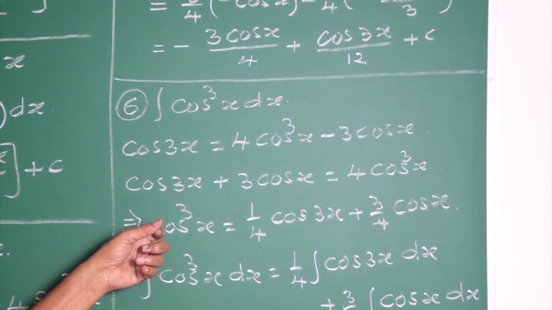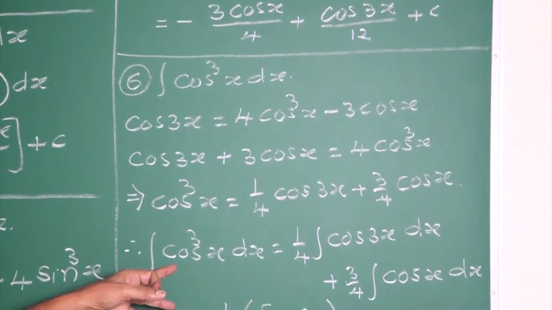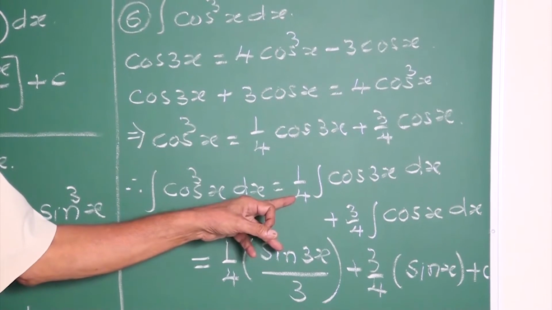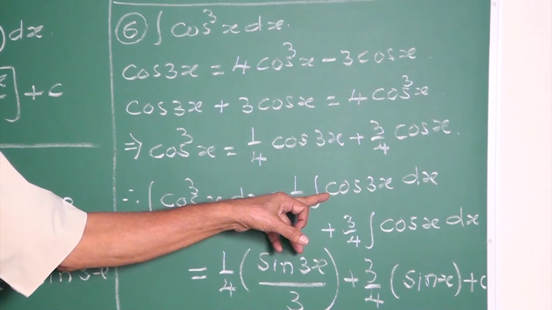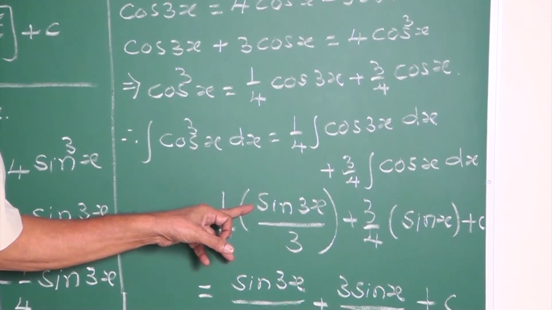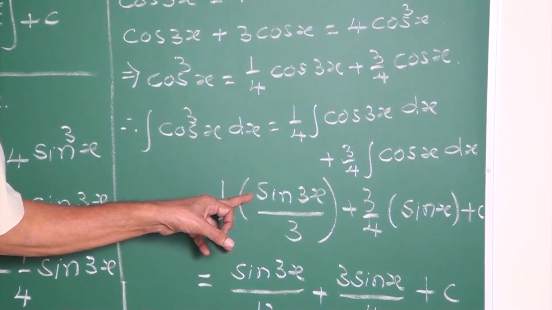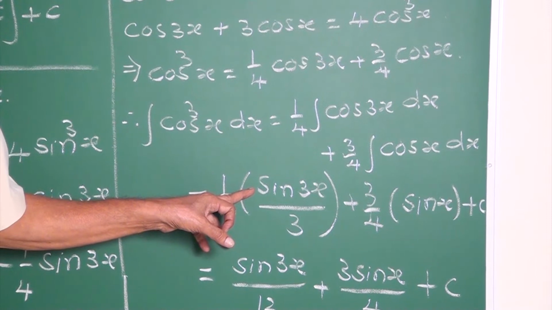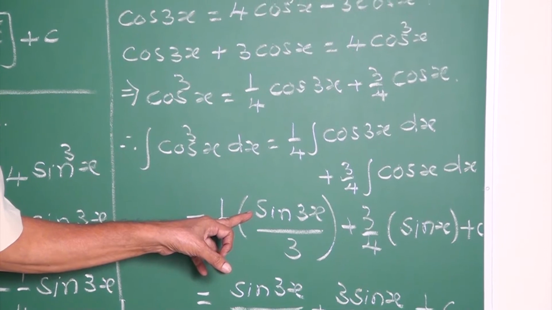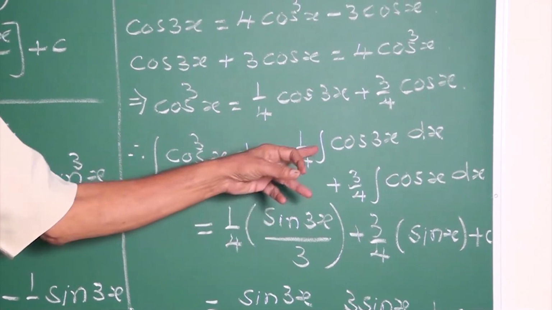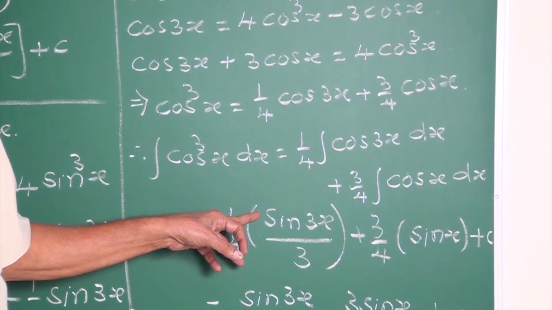After solving for cos cube x, integrate both sides with respect to x. Integral of LHS, integral of RHS. Write the integrals of RHS. 1 by 4 into cos 3x is plus. Don't mistake with differentiation. In case of derivative, cos is minus. But in case of integral, cos is plus. Remember, sometimes the very good students do the mistake here. Integral of cos, they remember the derivative, they write minus. If you write minus, it is a suicide.